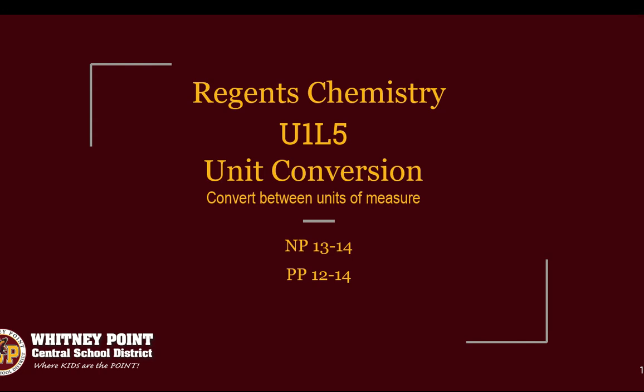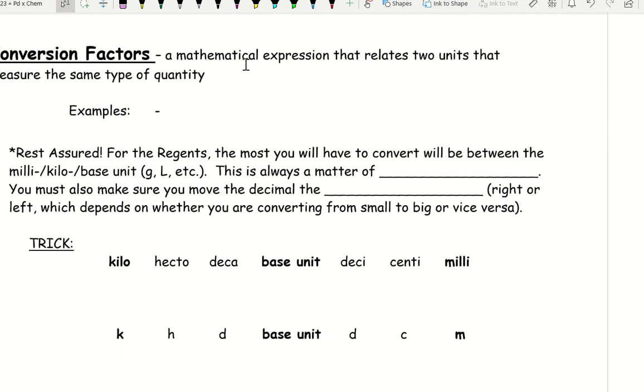All right, with that, go ahead and open up your practice packet to page 14. You'll see conversion factors, and let's go through what we're talking about. Conversion factors are mathematical expressions that relate units. So, for example, 1 minute equals, of course, 60 seconds. 1,000 grams equals 1 kilogram. And 1 liter, I think you recognize, is 1,000 milliliters.